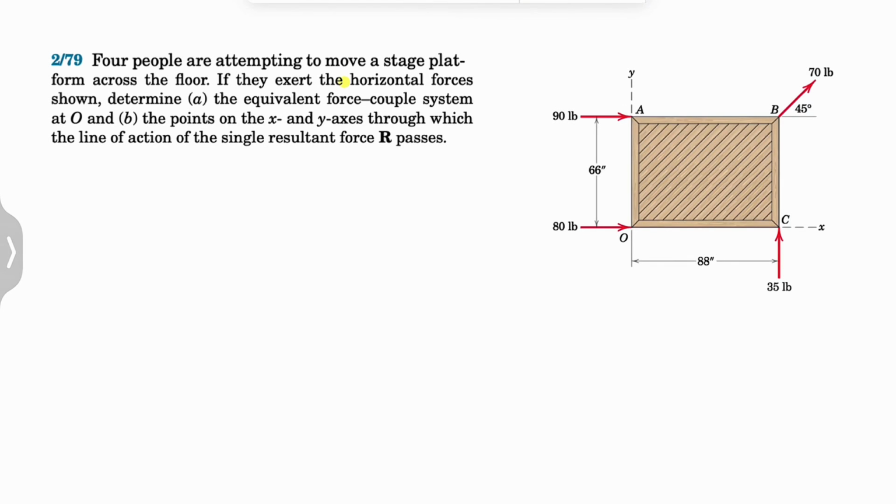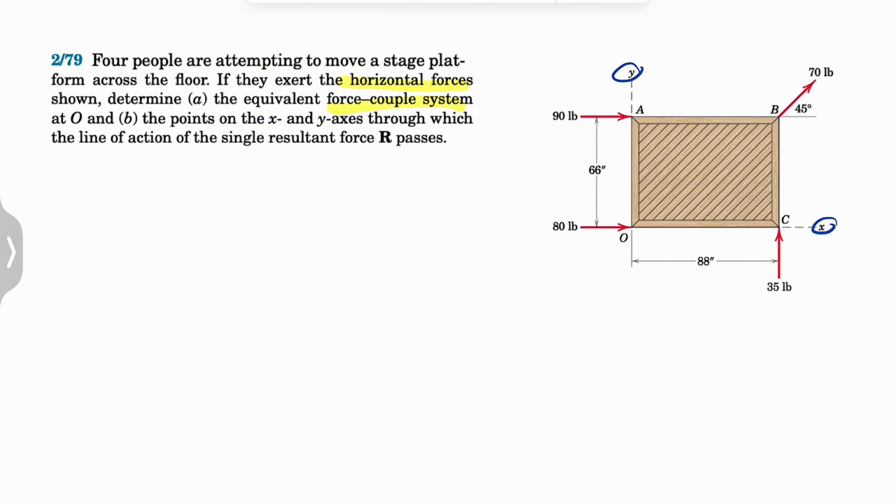Alright guys, let's solve another question from the second chapter of Meriam textbook, Statics, and we have four people that are attempting to move a stage platform across the floor. If they exert the horizontal forces shown, we need to determine the equivalent force couple system at point O, and in the B part, the points on X and Y axis through which the line of action of the single resultant force passes.